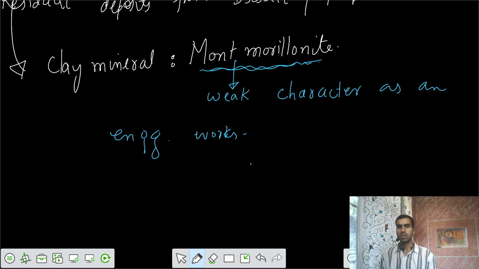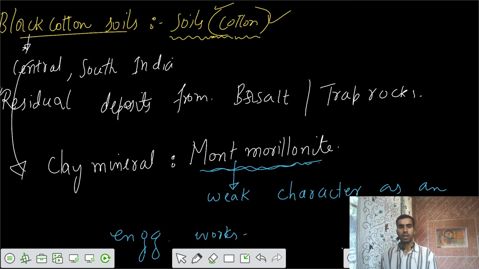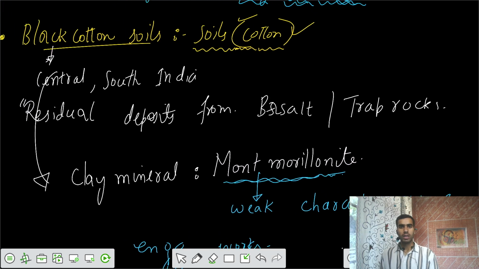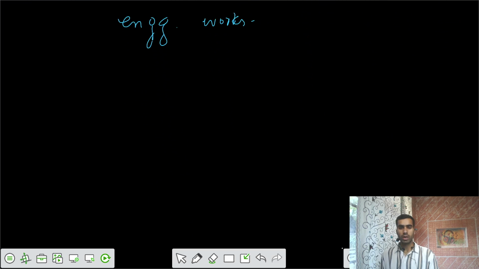So we are going to see why, and what the character is here, because of which we have these bad characteristics for engineering works. We are going to see that later. Okay, this is your black cotton soil. One more kind of deposit we can have. Let's talk about that.